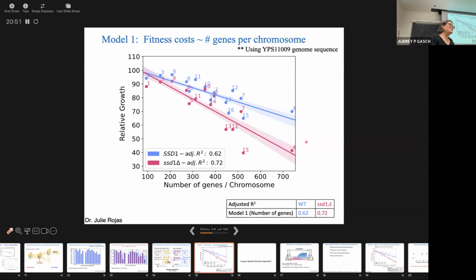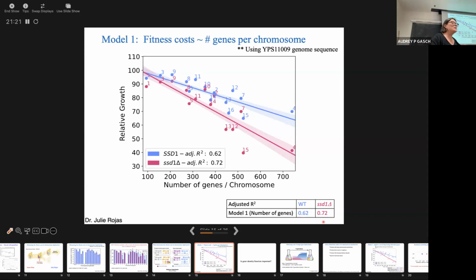For those of you who have studied statistics before, you might be familiar with simple linear modeling. We can actually say, how well does this line explain the bouncing around of the blue points and the pink points? And you can get an R² value. The way that we interpret that is that that value tells you how much of the differences in the growth rates can be explained by this linear model. And so in the wild type data, 62% of the variance can be explained with this model.